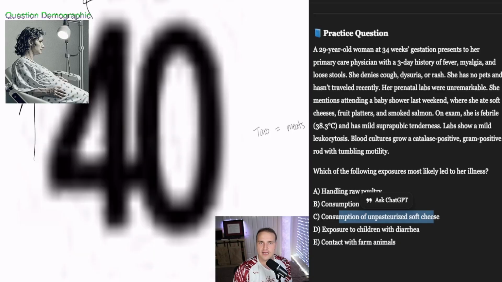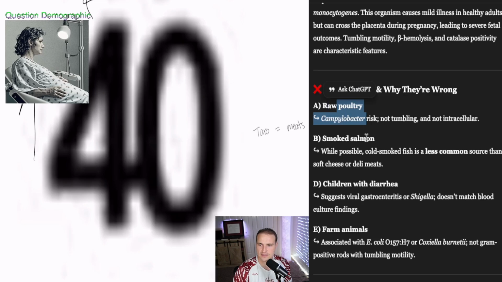And so in pregnancy, you have like mild flu illness in the mom, but it can cause chorioamnionitis, fetal demise, neonatal sepsis, meningitis, all that stuff. Okay, here are the explanations. Raw poultry is Campylobacter risk, smoked salmon, less likely for Listeria. With diarrhea, Shigella, but with Shigella you'd see tons of blood. Farm animals, E. coli associated. So Listeria likes lunch meat, that's how you remember it.